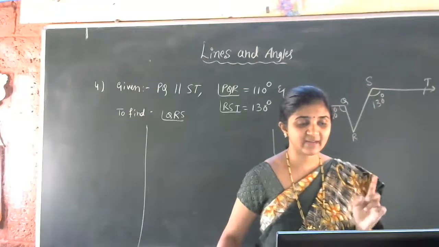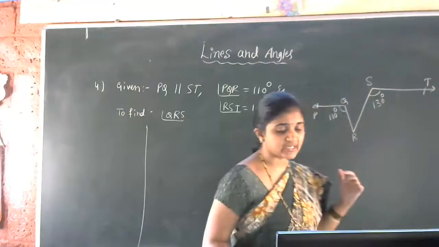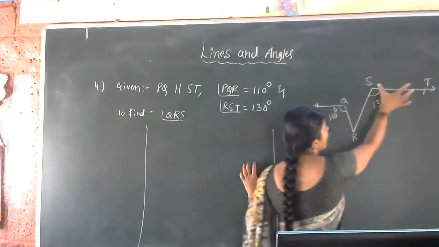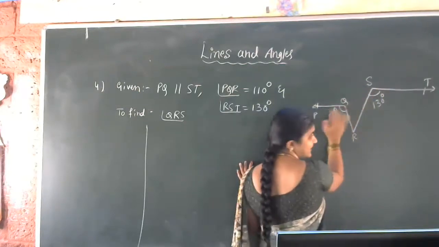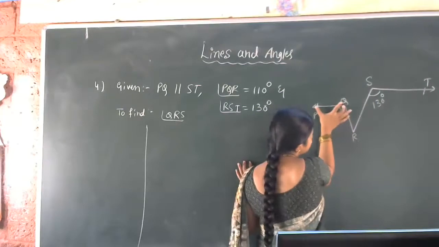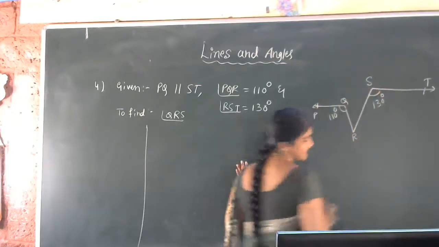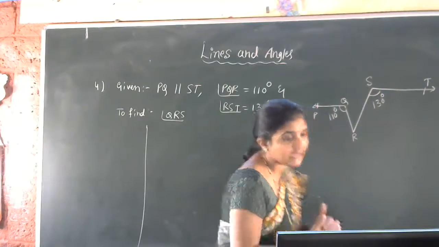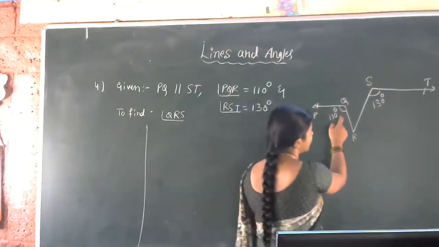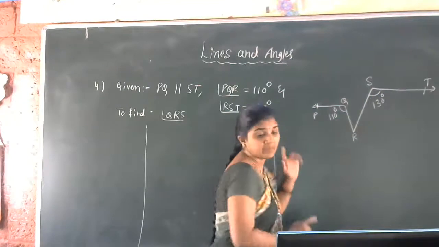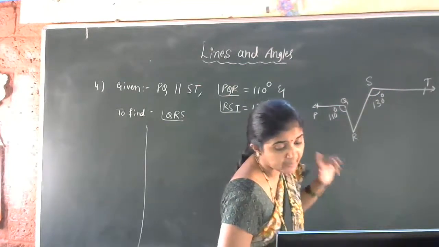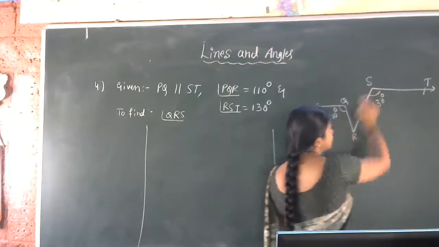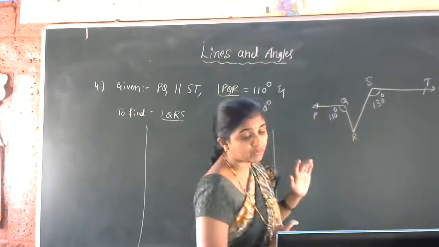What is given actually? Just see the diagram, students. PQ is parallel to ST. The diagram is a little bit different now. This PQ line is parallel to this ST line. Okay, parallel condition. Next, angle PQR is 110 degrees. Then angle RST is 130 degrees. This is 130 degrees.